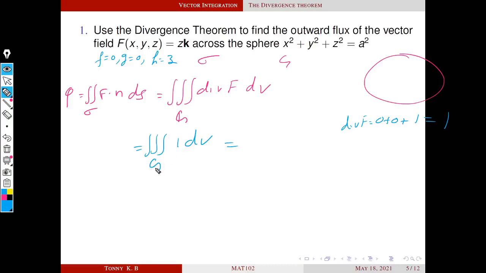We know what our G is. G is the sphere with radius a. So what is the volume of a sphere? That is equal to 4 by 3 pi a cube, because here the radius is a. So the total flux is equal to 4 by 3 pi a cube. Yes, 4 pi a cube by 3.